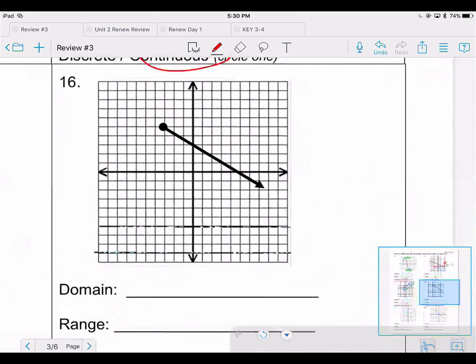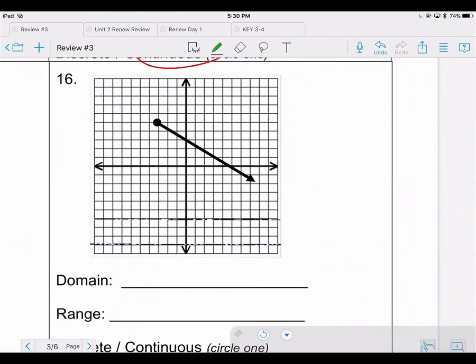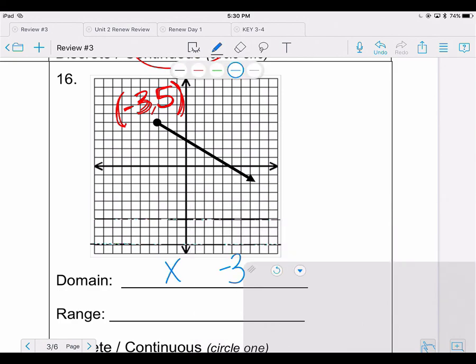Problem 16 is like problem 14, where we have one point. This point is at -3, 5. Because I only have one point, I will only have one inequality. And -3 goes with x, 5 goes with y.